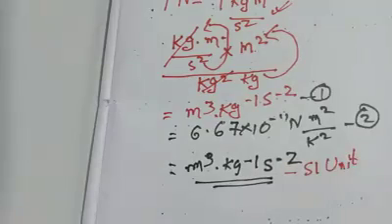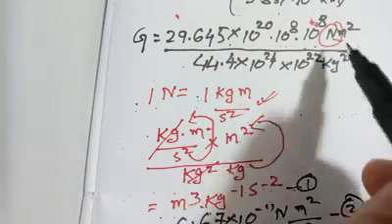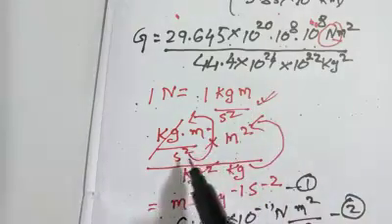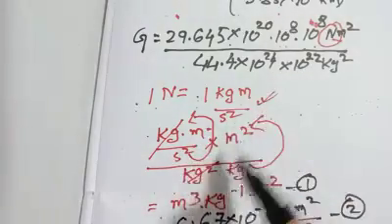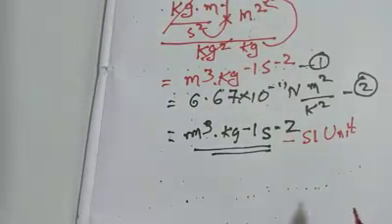Right? So now from here, you see what I have done. Newton has been replaced. Meter square is as it is. Second square is as it is. Kilogram square gets cancelled out, and if it goes up, it becomes negative. Second becomes negative, and this is what is called the SI unit.